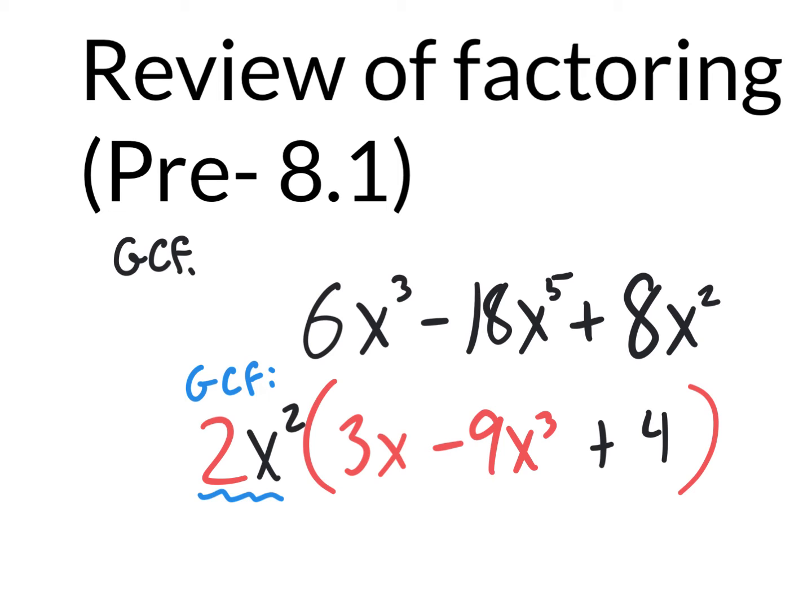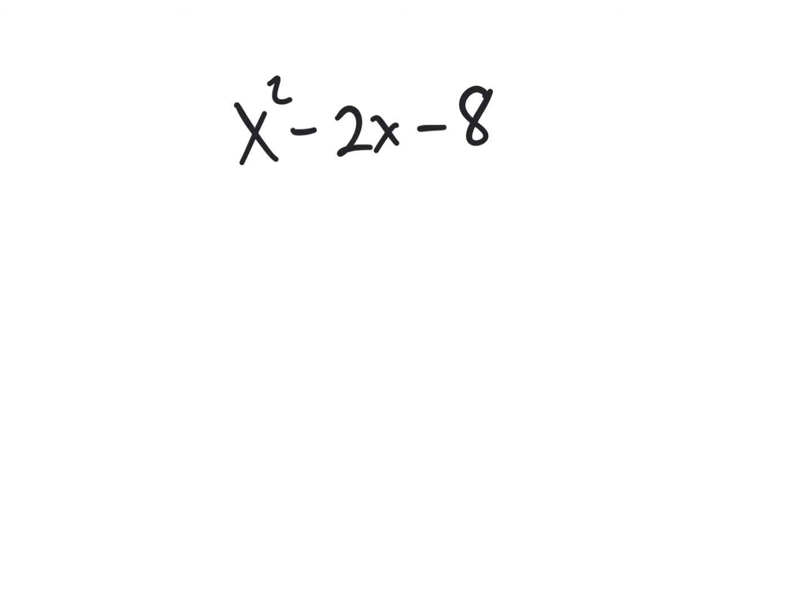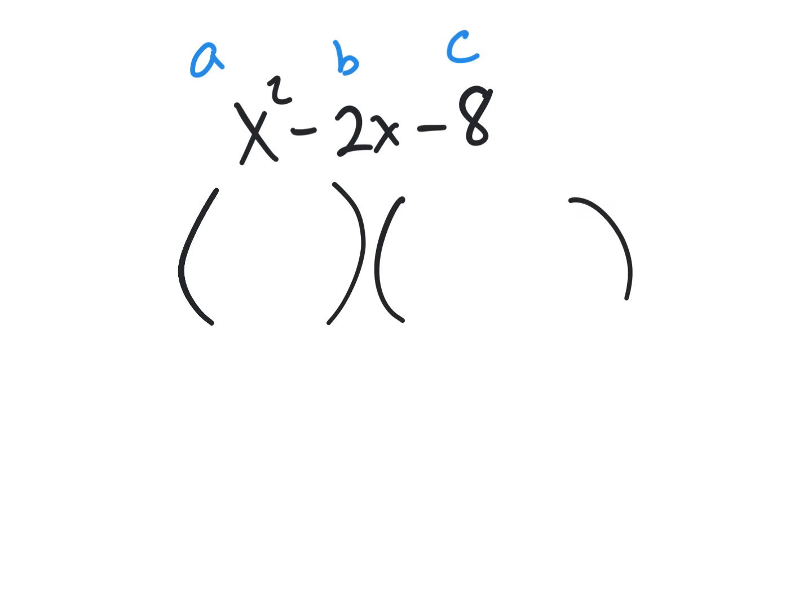Now, we also factored quadratic trinomials, such as this one, x squared minus 2x minus 8. Now, this is the easier type of factoring because the a value is 1. Okay, so when your a value is 1, by the way, a standard form quadratic trinomial, your a value is in front of the x squared, the b value is in front of the x, and the c value is the constant without a variable.